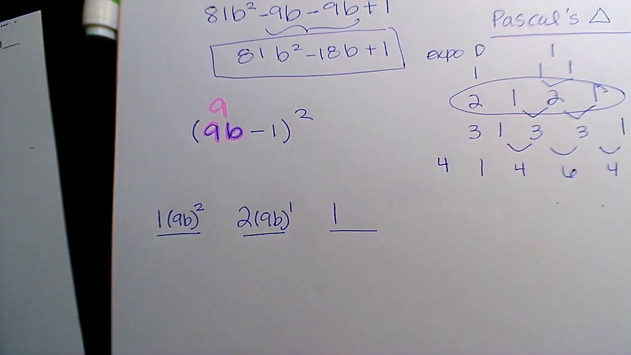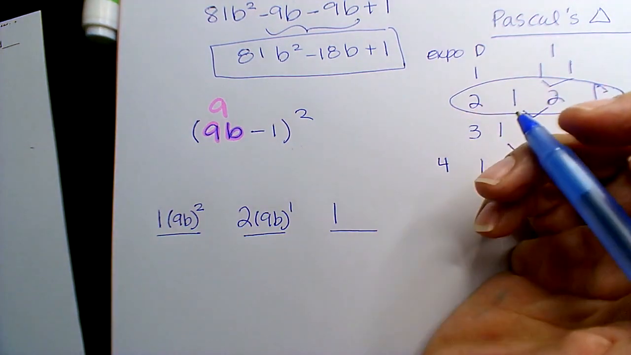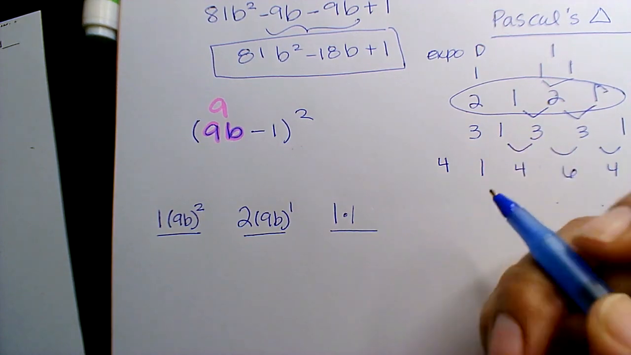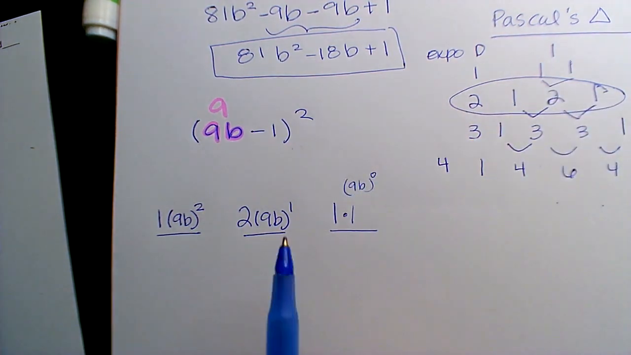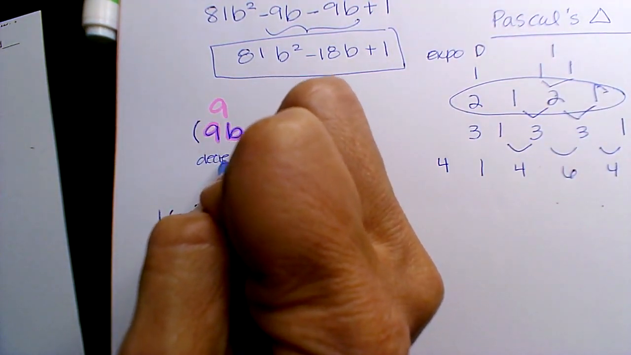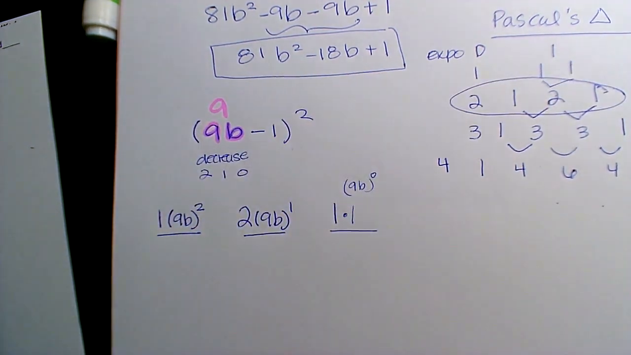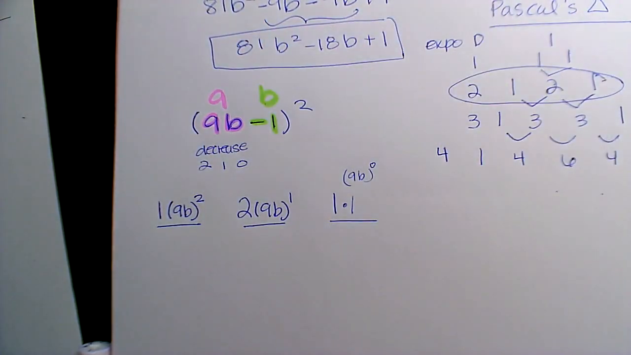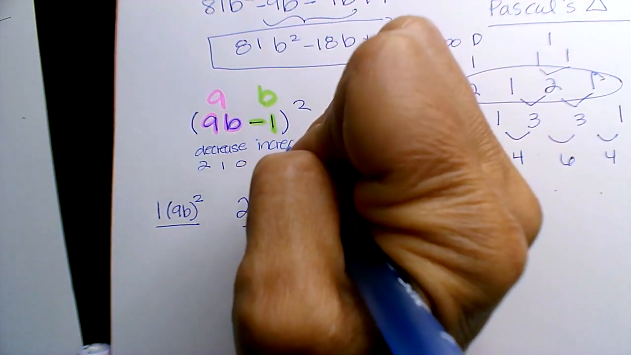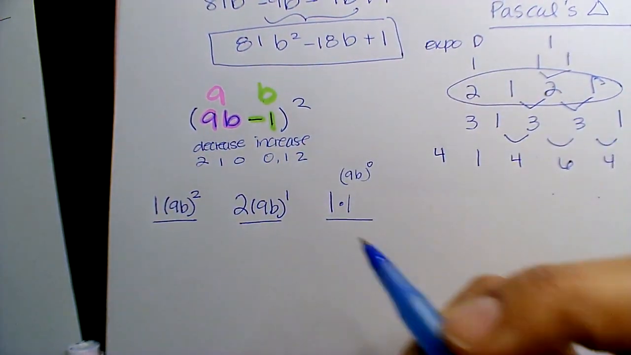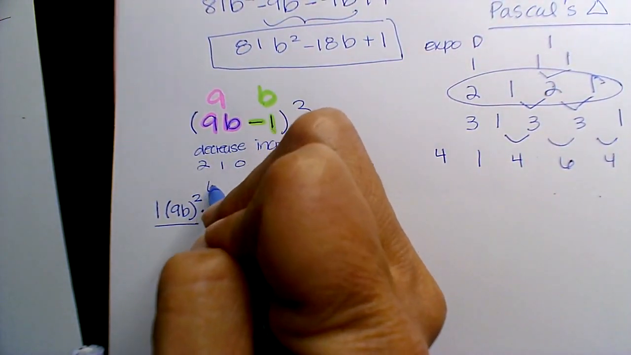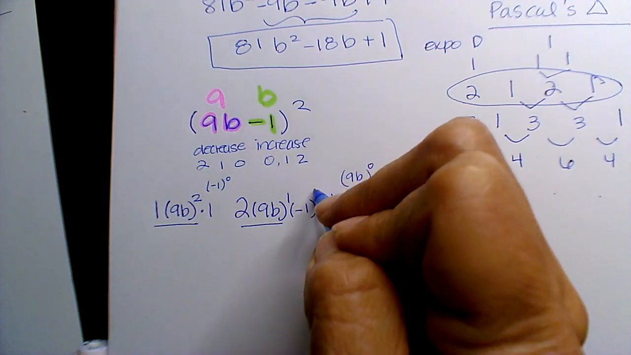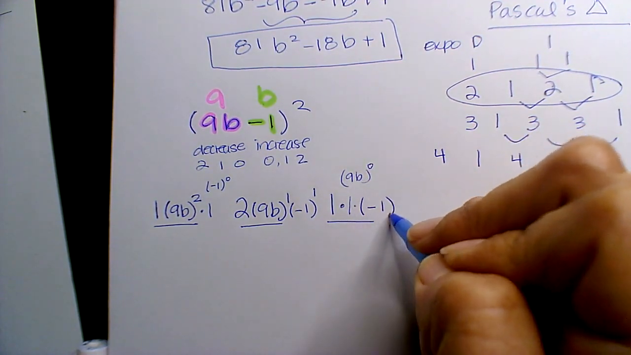What do you guys want me to write? Do you want me to write the 9b to the 0 and make it look messy, or just write the 1, or leave it off? Just write the 1? Okay, you can write the 1, but this is really 9b to the 0th power. This one is on a decrease, 2, 1, 0. This one is on an increase. This minus 1 is the b term. It increases, 0, 1, 2. You could just put the 1 there, but it's really minus 1 to the 0, right? Anything to the 0th power is 1.